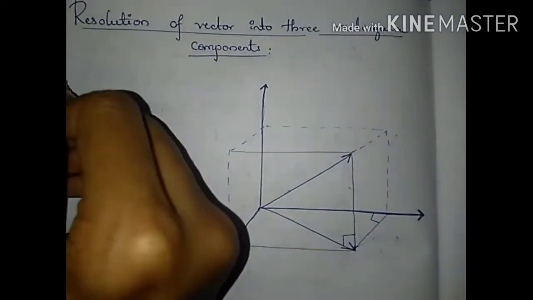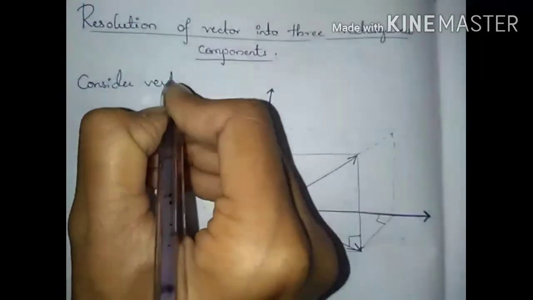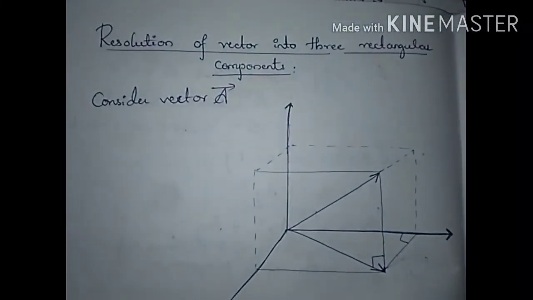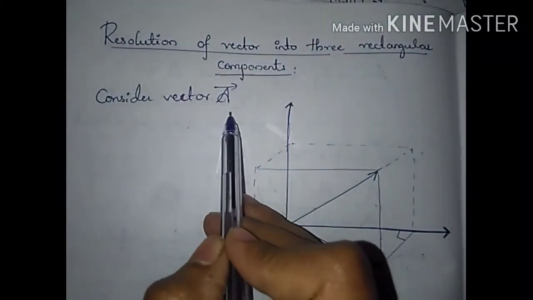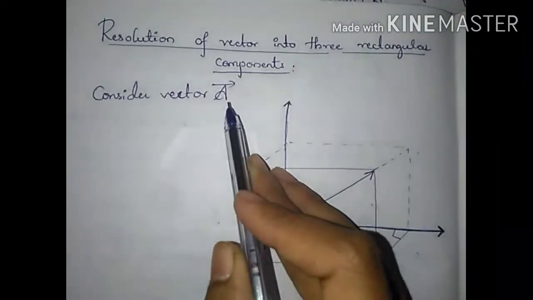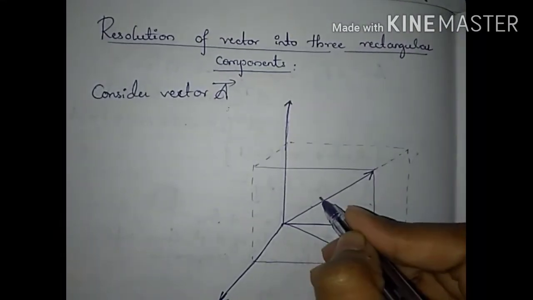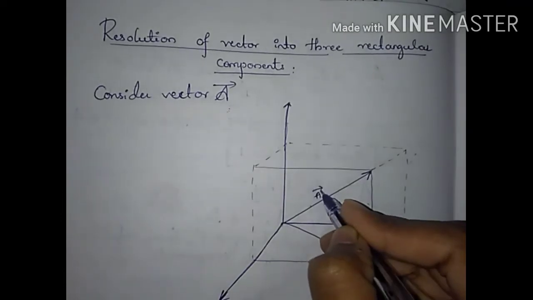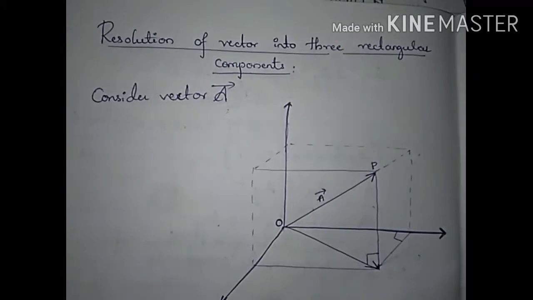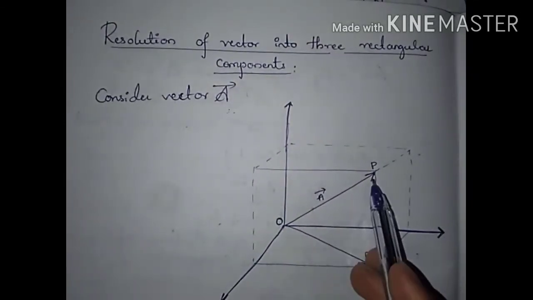So, for that, first consider vector A. To resolve the vector, first we need to have a vector. So, consider a vector A. Now this vector here, I am taking as a vector A, and the name of this vector can be given as OP. So, we have a vector A which is kept in space.